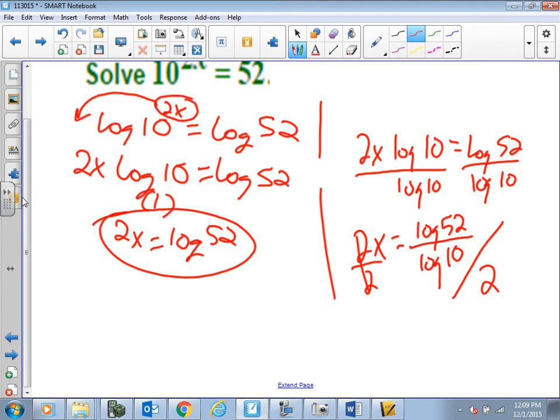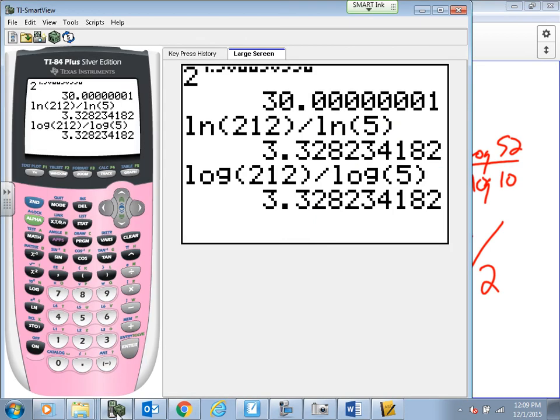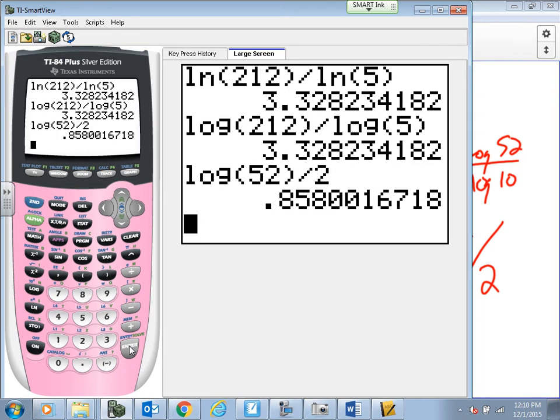And now, what's the next step that I do here? Divide by 2. So we have x equals the log base 10 of 52 divided by 2. Right, so let's plug that in. Remember what we're looking for, a number in between 0 and 1. So we have log base 10 of 52. Close your parentheses, don't forget about that. If you don't close your parentheses, it's going to be wrong. So log base 10 of 52 divided by 2 is equal to 0.858.